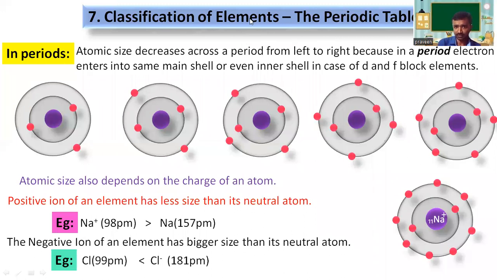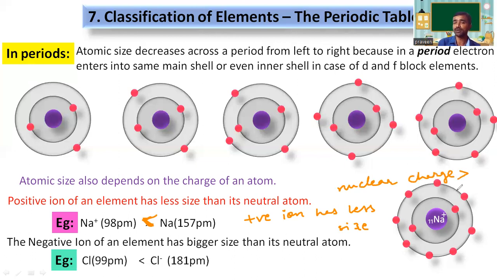Here, if you compare which has greater atomic size, the atom or its positive ion. When the positive ion is formed, the positive ion has less size, right? Because nuclear charge is greater comparing with electron cloud charge.